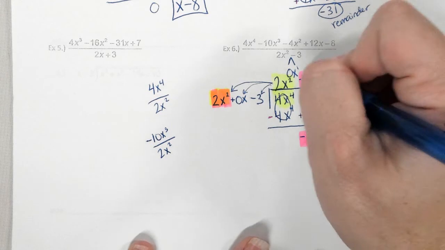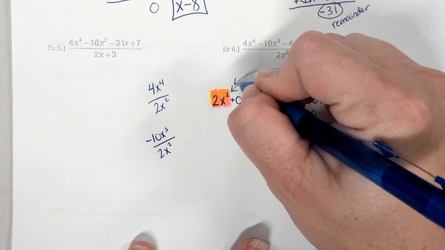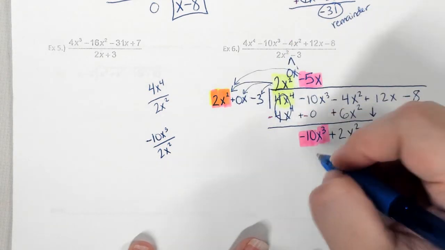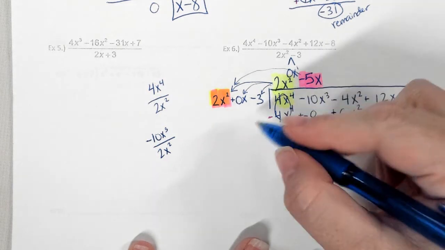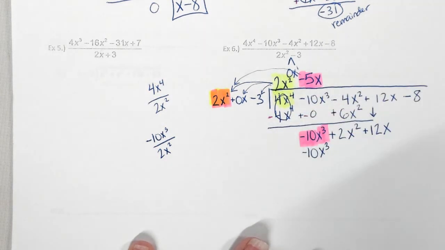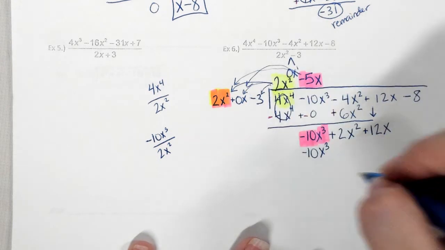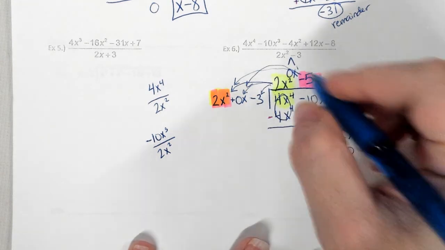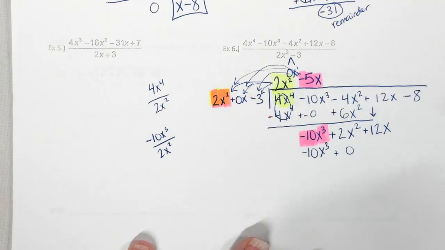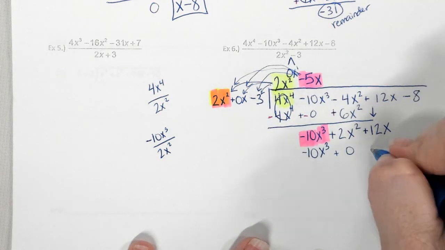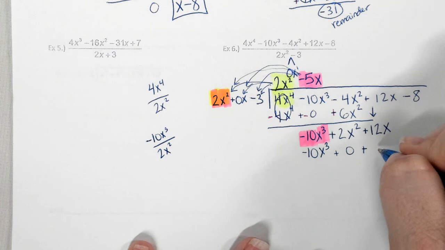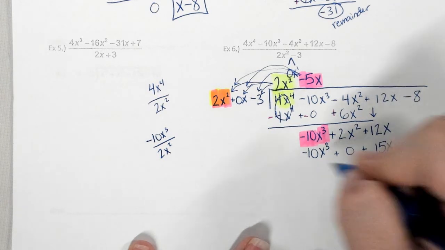So now we multiply. So negative 5x times 2x squared. Well, negative 5 times 2 is negative 10. X times x squared is x to the third. Negative 5x times 0, well, anything times 0 is just 0. And then negative 5x times negative 3. Well, two negatives makes a positive, and that gives me 15x.